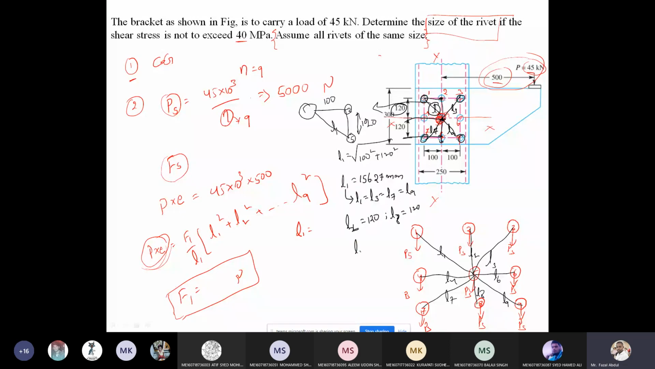Now the L5 value is 0 because there is no distance from the fifth rivet to the center of gravity. So that's the reason L5 is 0. Substitute the L values here and tell me the F1 value.